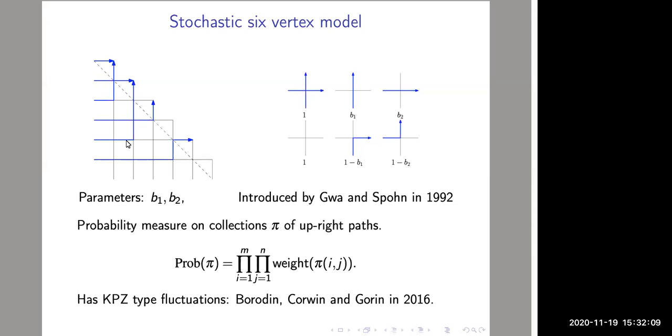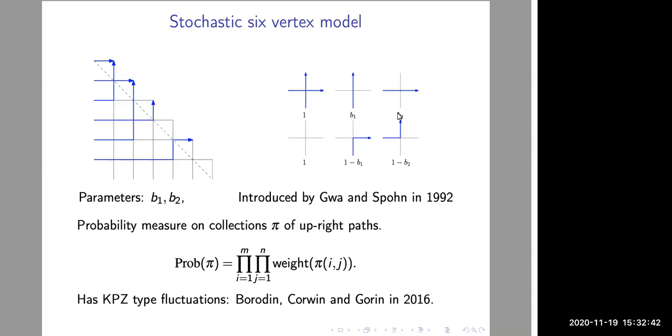The rules for the paths are that each edge can contain only one path. You can't have 2 paths that share the same edge. And these are upright paths. We want to think of them that way. So however many paths enter from the bottom and left of some vertex, the same number of paths have to exit from the top and right. And if you look at those 2 rules, you see that there are 6 possible things that can happen at a vertex in the integer lattice.